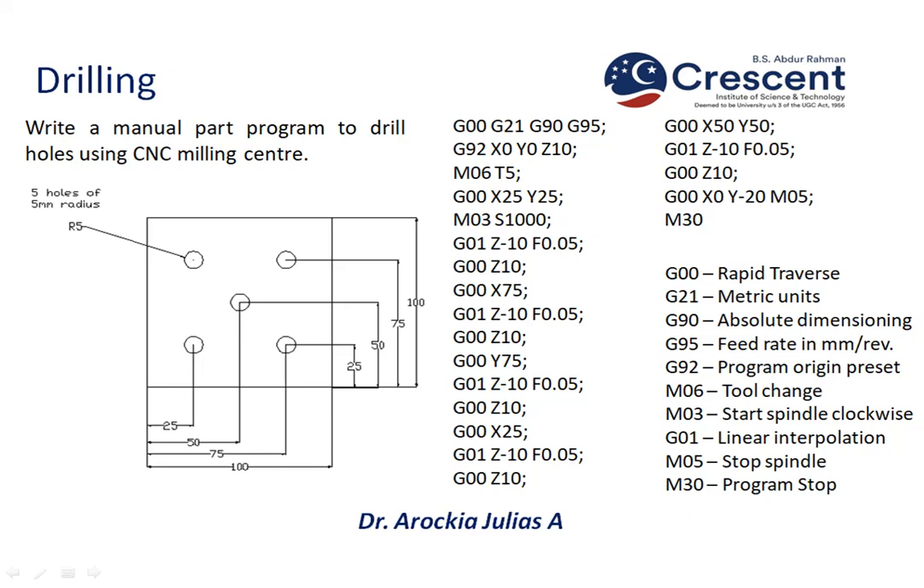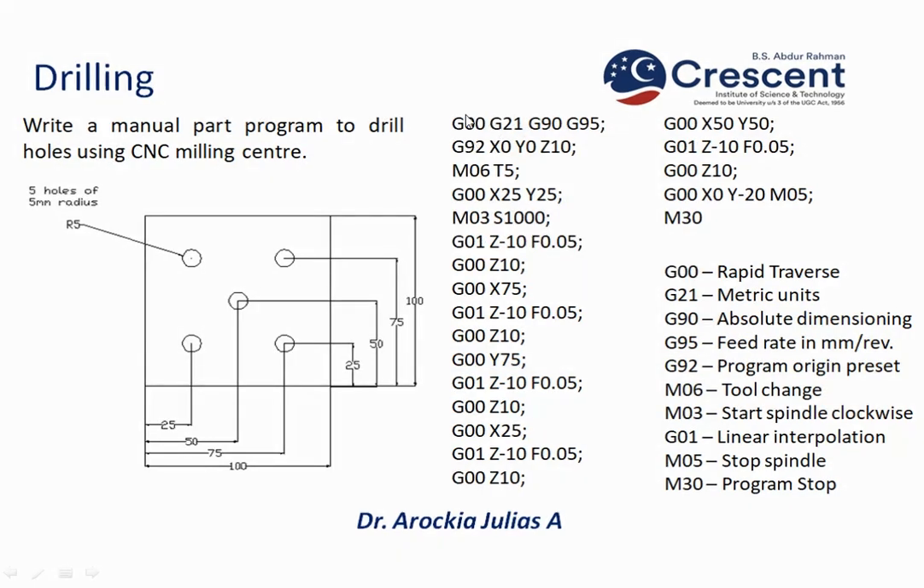Now the position of the holes are given. So if we take the bottom left corner as the origin for this particular workpiece, from that origin the distance is 25 cross 25 for the first hole. So all the four are in the same line. So 25 cross 25, 75 cross 25, then 75 cross 75, then 25 cross 75, and there is one hole in the center, 50 cross 50. So we have to write the program for this.